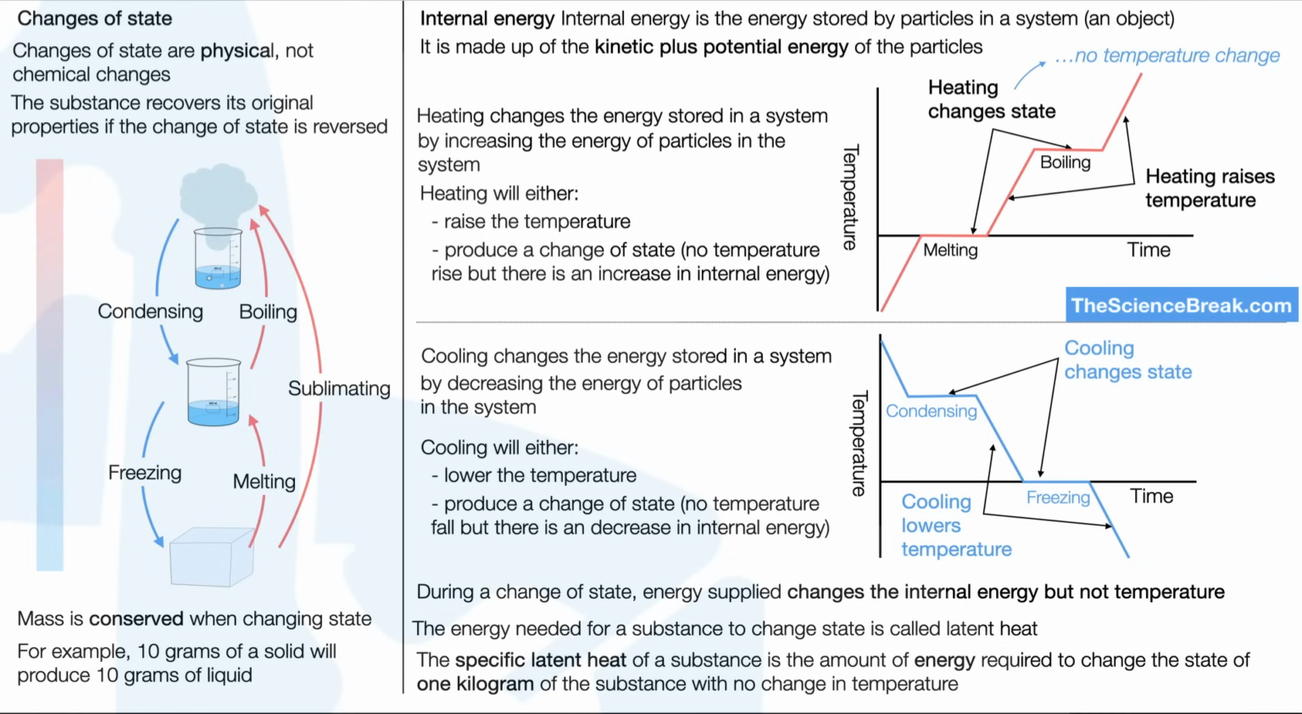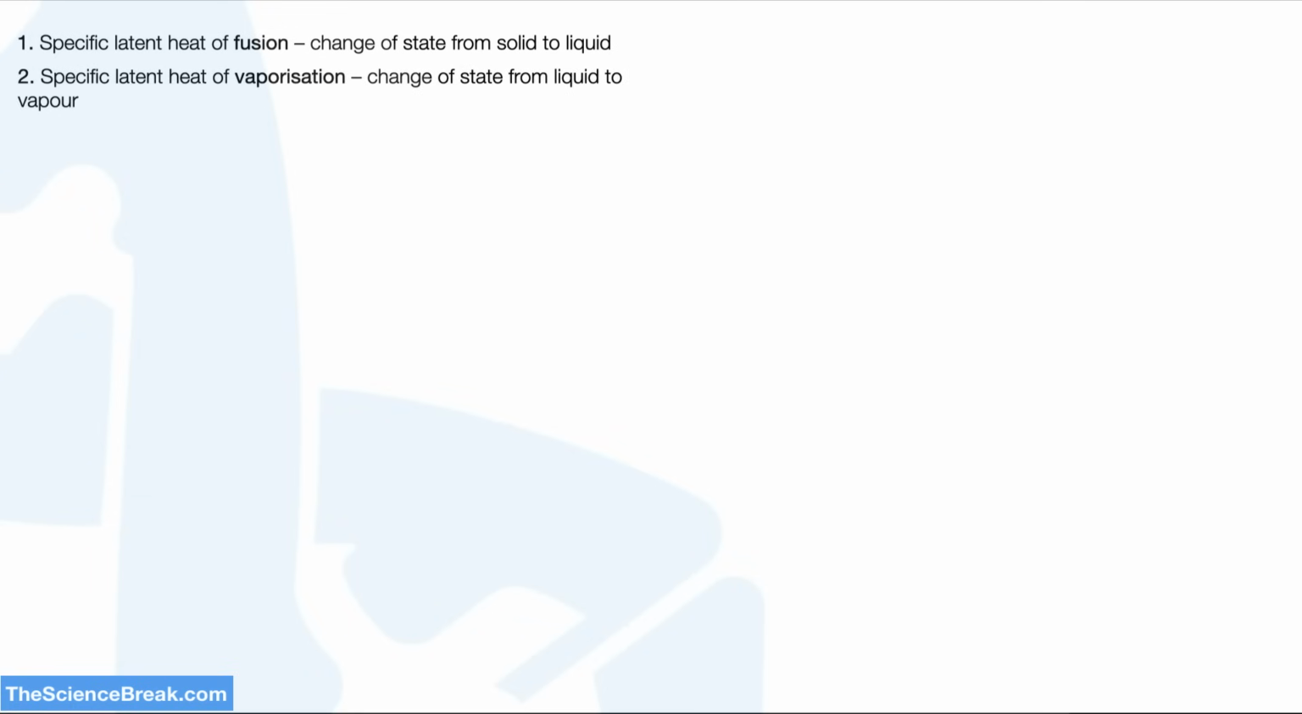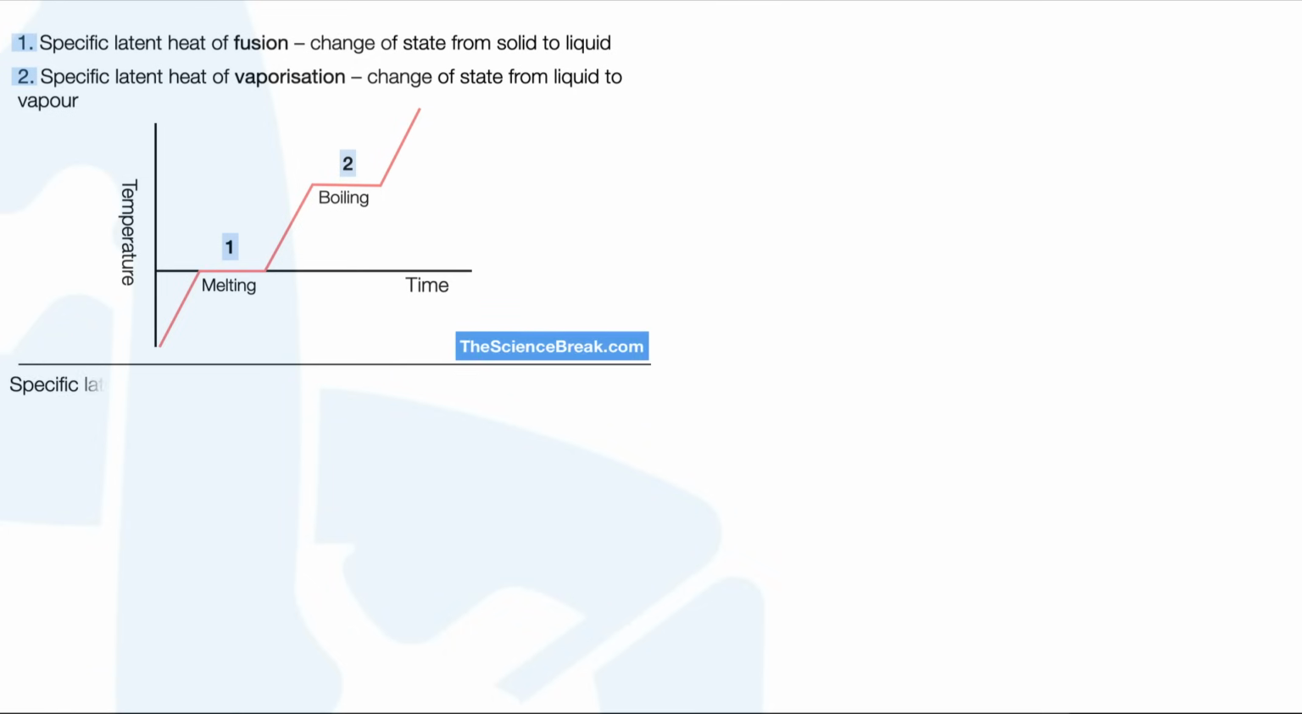However, there are two more details we need to know about this. And they are 1. Specific latent heat of fusion. This is the change of state from solid to liquid, in other words melting. And 2. Specific latent heat of vaporisation. This is the change of state from liquid to vapour. This is to do with boiling. So again, if we looked at our graph as we have done before, we have boiling at the top there and melting at the bottom flat part. And number 1 from the sentence above relates to specific latent heat of fusion, and part 2 relates to specific latent heat of vaporisation.